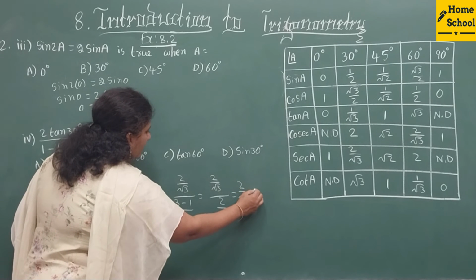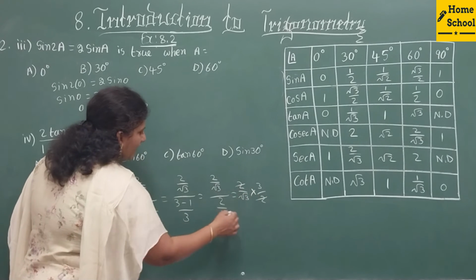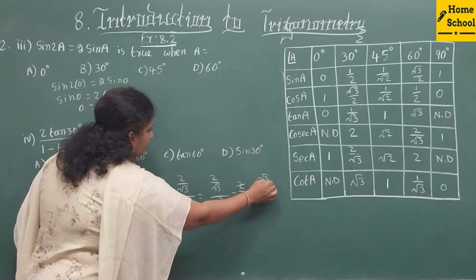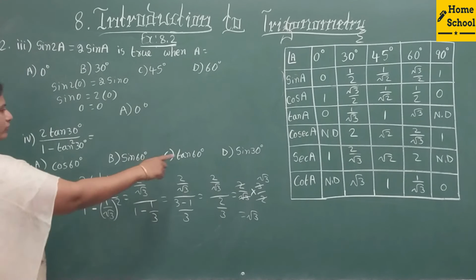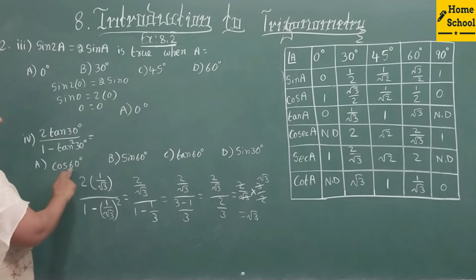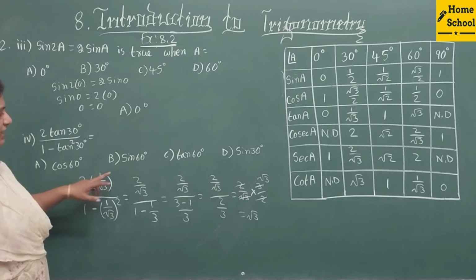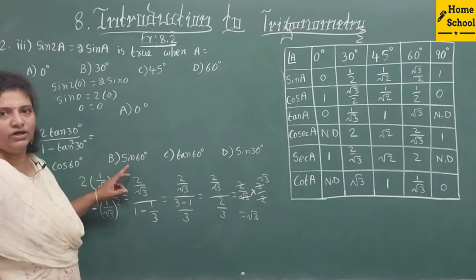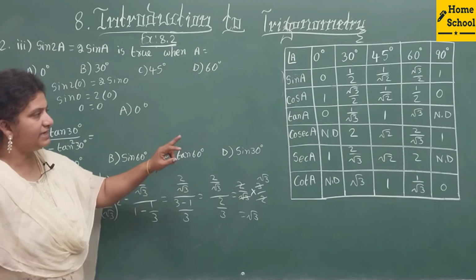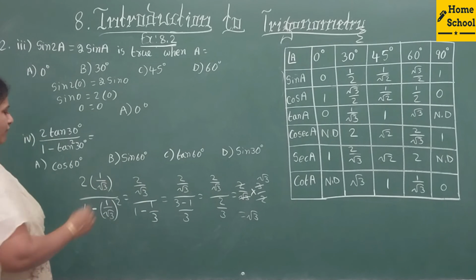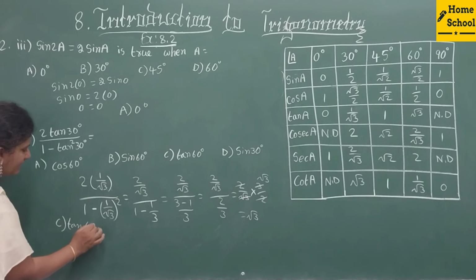Bring the denominator up, do the reciprocal and multiply, 3 by 2, 2 cancel, root 3 times. Search for this option, root 3. Do you have root 3? No. Cos 60. What is cos 60? 1 by 2. No, this is not the answer. Sin 60. Root 3 by 2. This is not the answer. Tan 60. Yes, it is root 3. Therefore, your answer is option C, tan 60 degree.